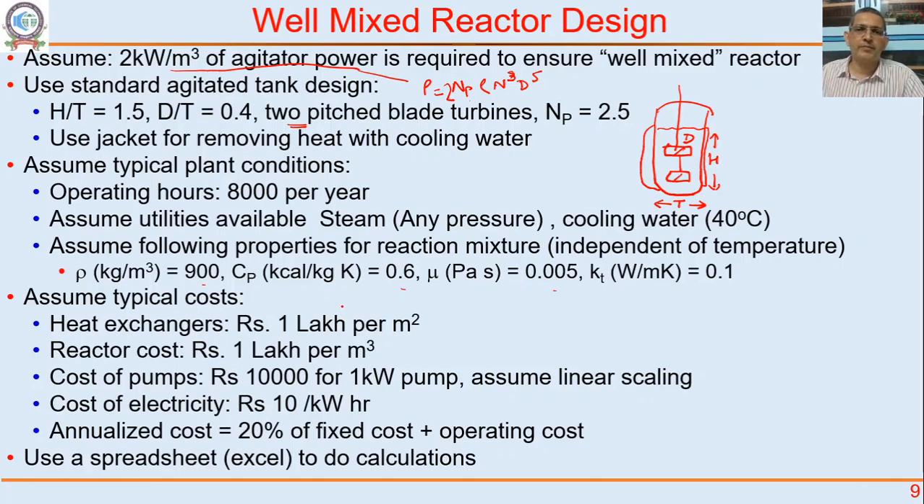Typical costs. Each heat exchanger costs about 1 lakh rupees per meter square. Reactor costs about 1 lakh rupees per meter cube. Cost of pump is 10,000 rupees per kilowatt. Cost of electricity is rupees 10 per kilowatt hour. Annualized cost is 20% of the fixed cost plus operating cost.